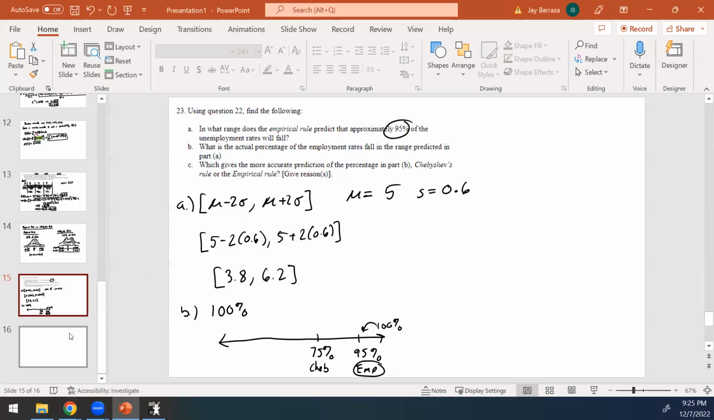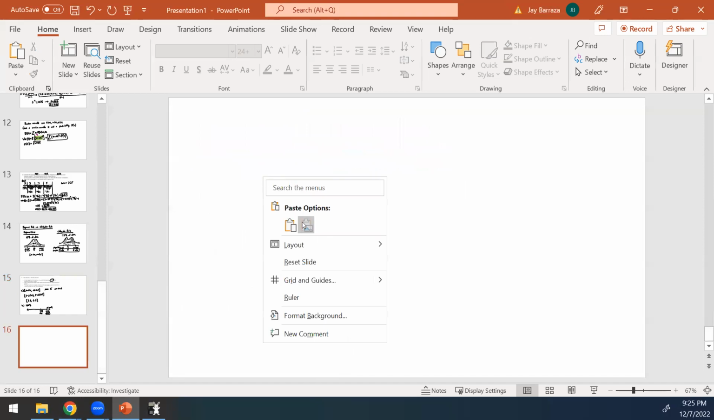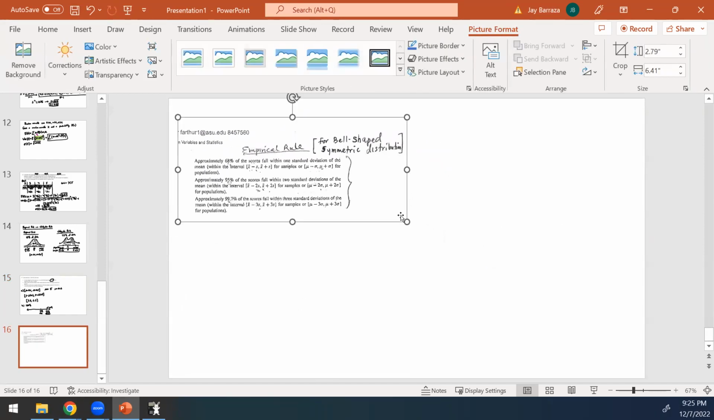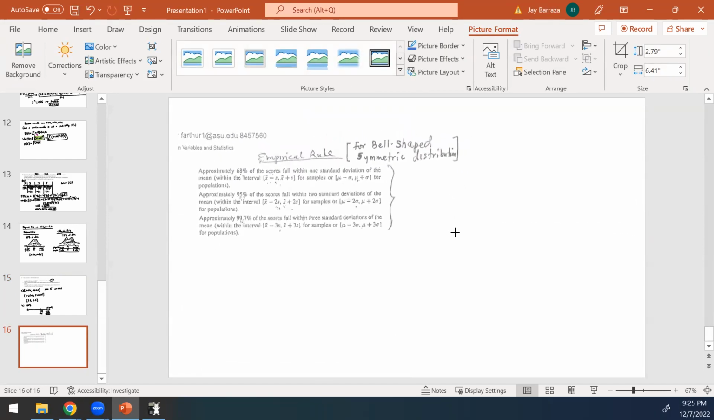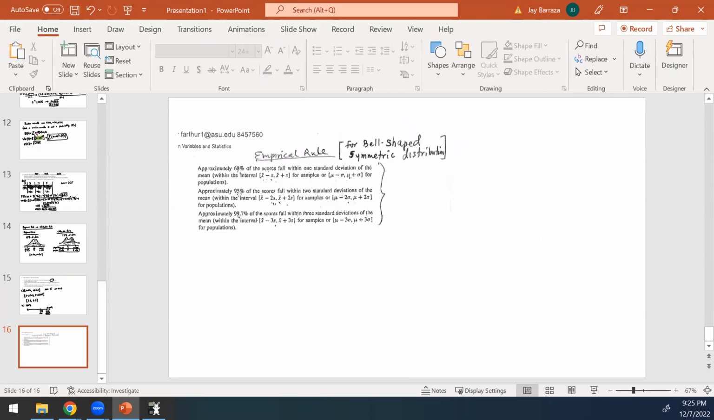Can you draw the 68% and the 99%? Here, I'll just throw some pictures in for you. I'm going to find one that makes sense. There we go. Here we go. That's a copy image.